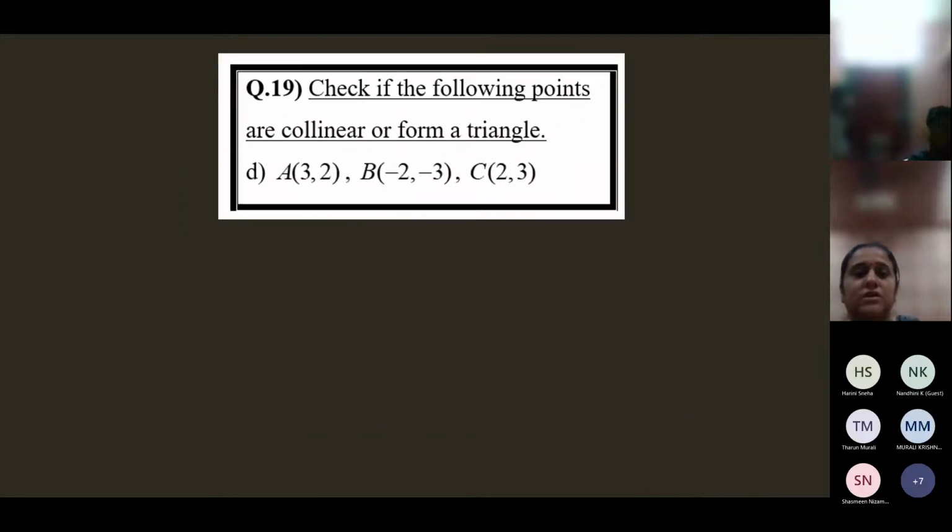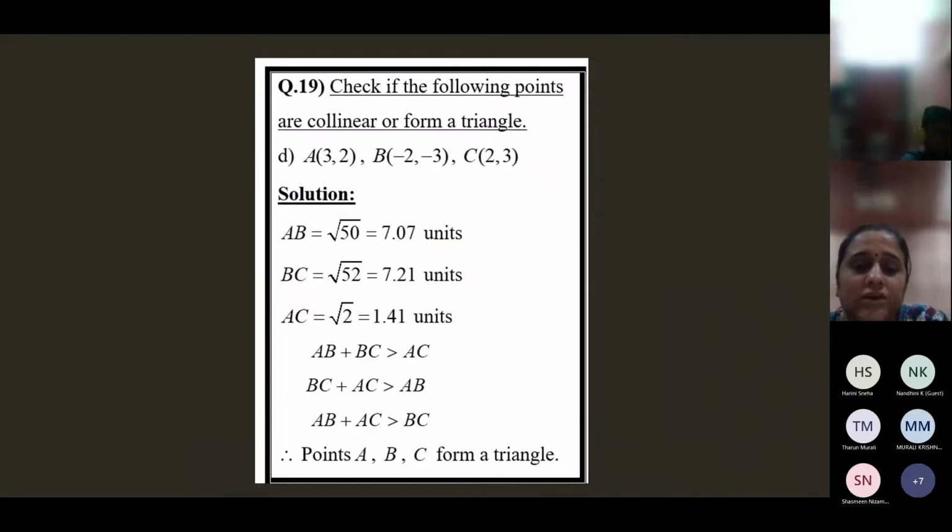All right. Next one, check if the following points are collinear or form a triangle. So again, I have not shown the complete working.